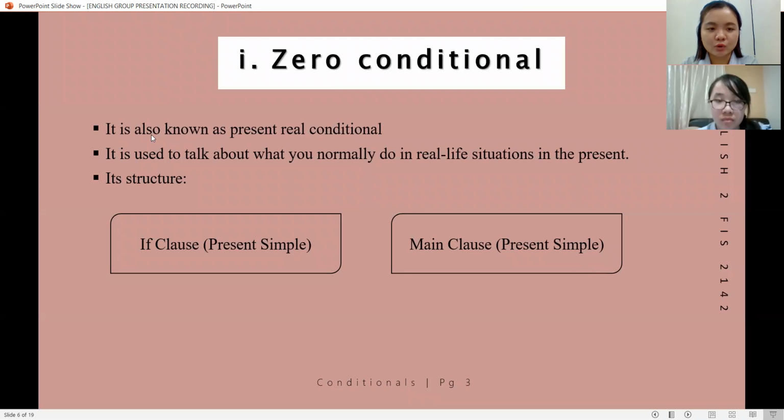For zero conditional, it is also known as present real conditional. It is used to talk about what you normally do in real life situations in the present. This is the structure of zero conditional. The if clause is in present simple and the main clause is also in present simple.